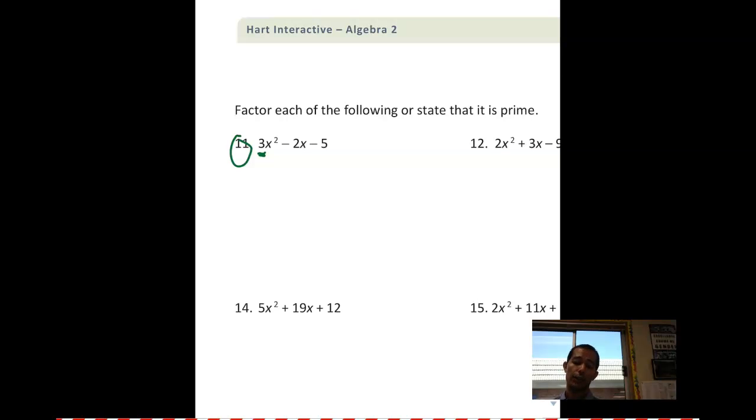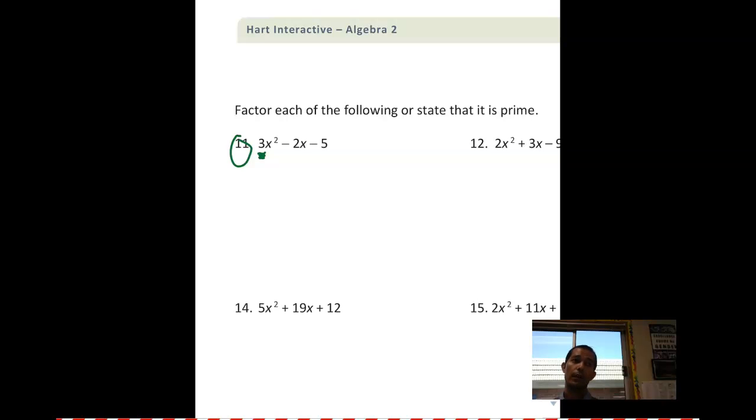Now, whenever we're doing any factoring problem, you always want to see if there is a GCF first. That's always the first thing we want to do when we factor. In this case, there's no GCF, so we don't have to worry about that. There's no number that goes into both 3, -2, and -5. That number does not exist. So we just go straight to the method that requires us to use the 3 in front.